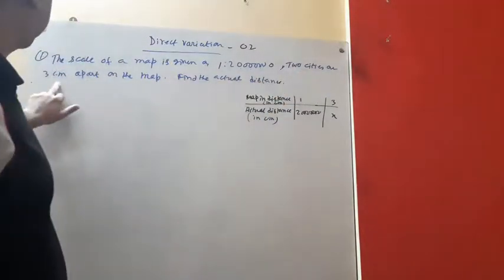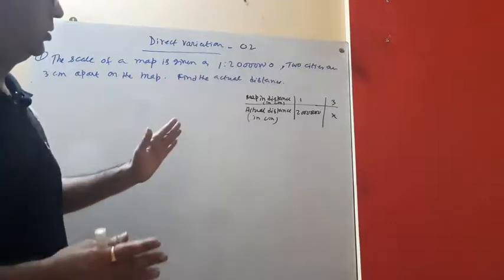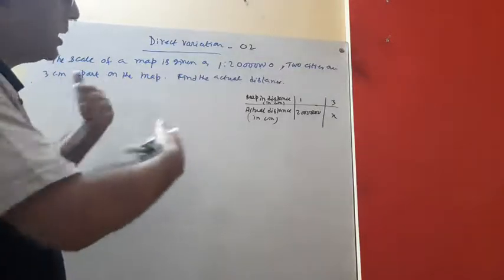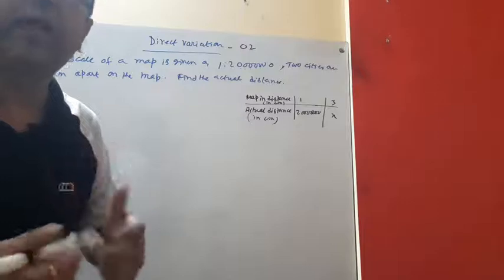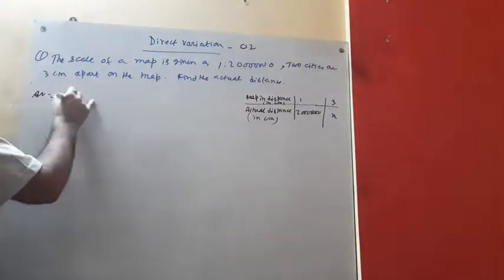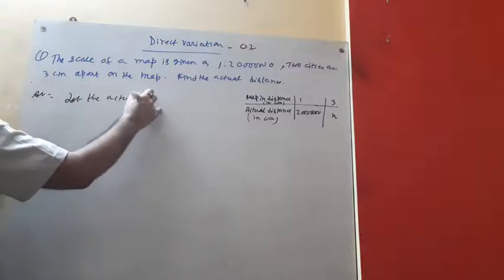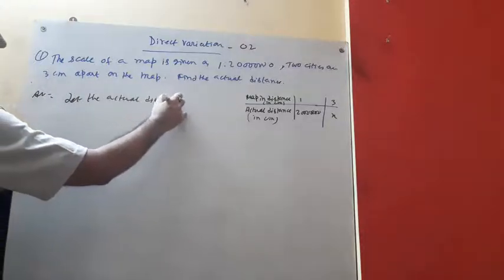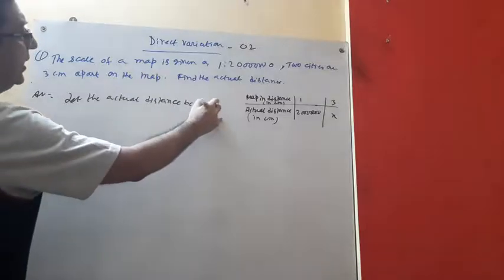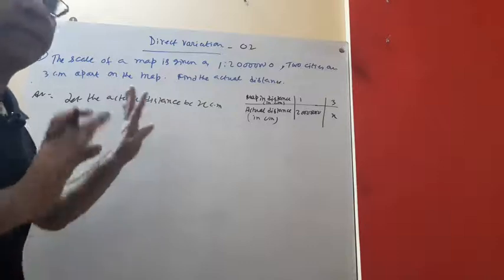Two cities are 3 centimeter apart on the map. Okay? So more the distance in map, more is the actual distance. Find the actual distance. Answer. Let the actual distance be x centimeter. At first we are finding it in centimeter.